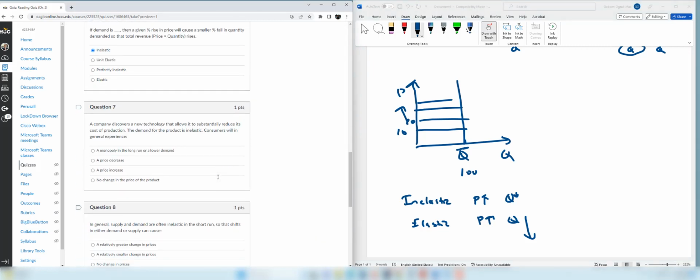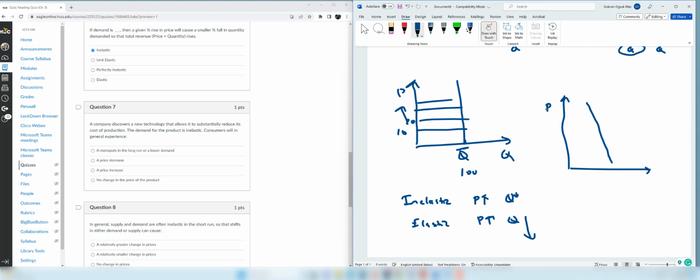Question 7. A company discovers a new technology that allows it to substantially reduce its cost of production. Therefore, supply is going to increase, because cost of production is one of the determinants, and when it's cheaper, supply is going to increase. The demand for the product is inelastic. So let's draw and see what the demand and supply curves look like. Demand is inelastic, so I'm drawing a steeper curve here, price and quantity. And now we have a relatively elastic supply curve. This is S1, this is demand 1.